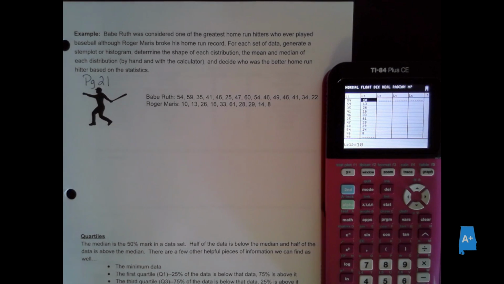And this is talking about Babe Ruth and Roger Maris and their home run records, and how Roger Maris broke Babe Ruth's home run record. But we really want to look at all of their home run data. And it asks us to talk about, well, let's see first.